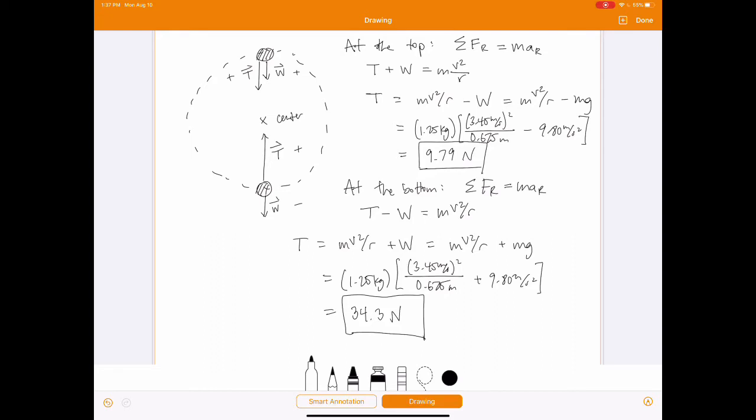And this makes sense. If you try this at home, just take a ball, tie it to a string, and then swing it around like this, you'll notice that the string feels a lot more tight when the ball is at the bottom of the circle compared to the top. And that's what our answers are telling us if you compare them.